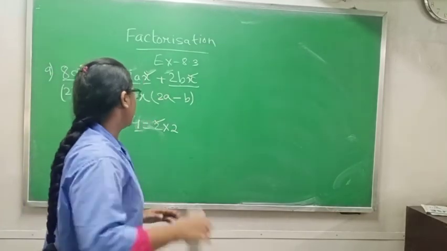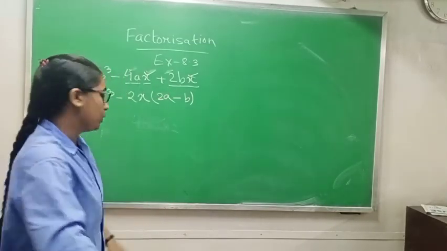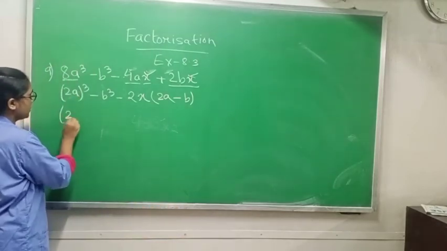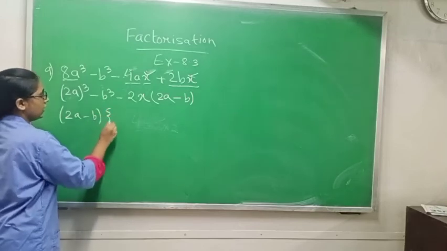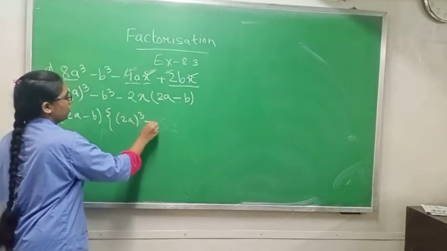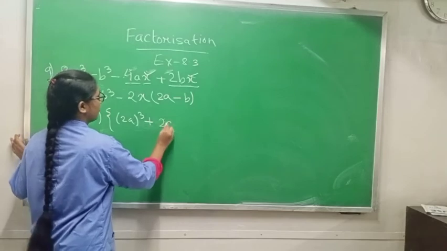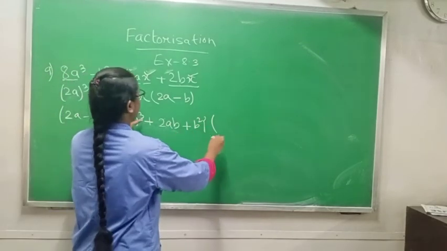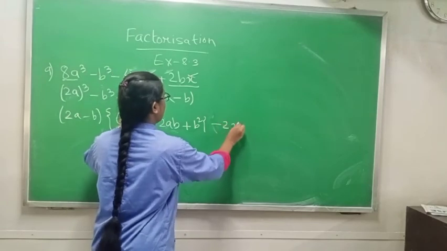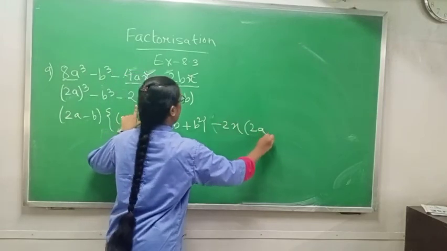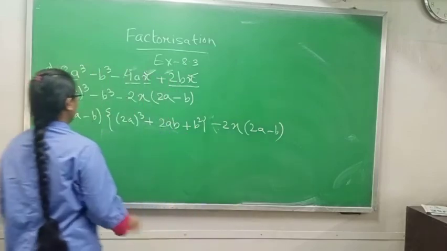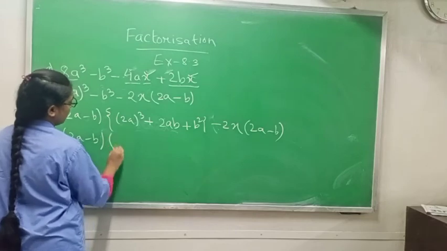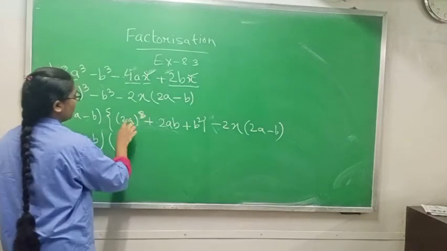If we will take minus as a common, sign will change. Okay. So after this, what we will do? We can make it into formula a cube minus b cube. Formula is a minus b, then a square plus ab plus b square. And this one I will write as it is 2 minus 2x 2a minus b. Okay. Now open the bracket, this second bracket.